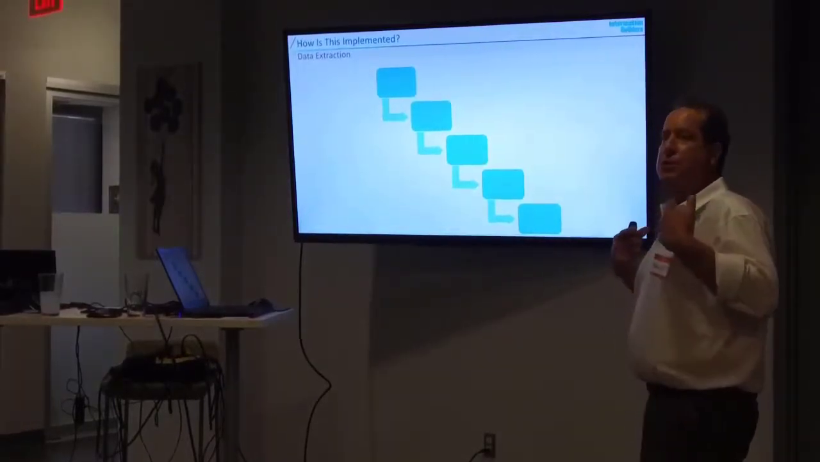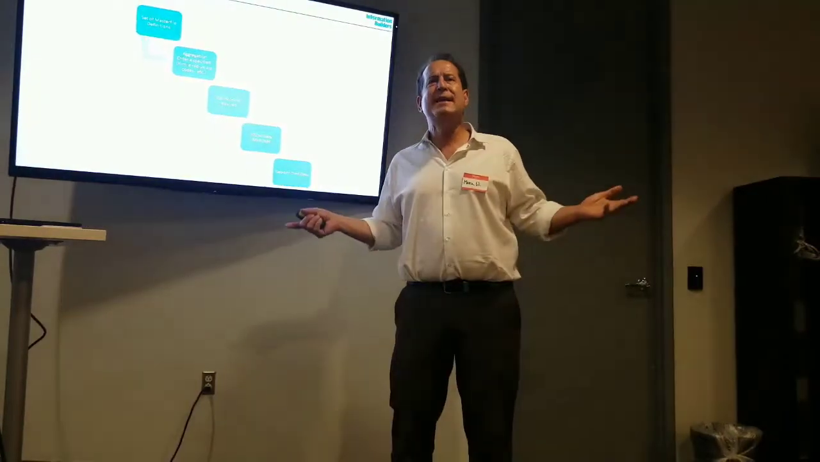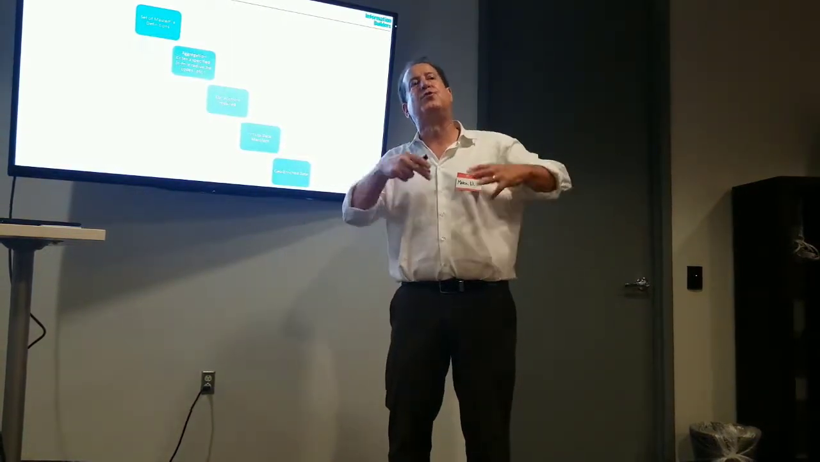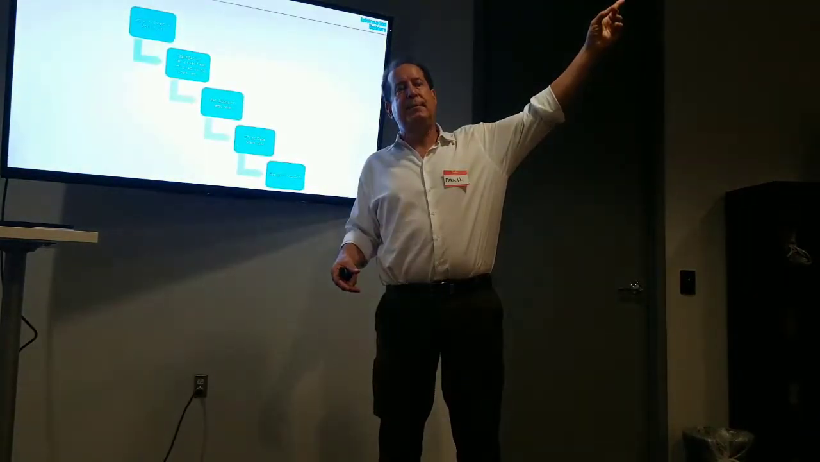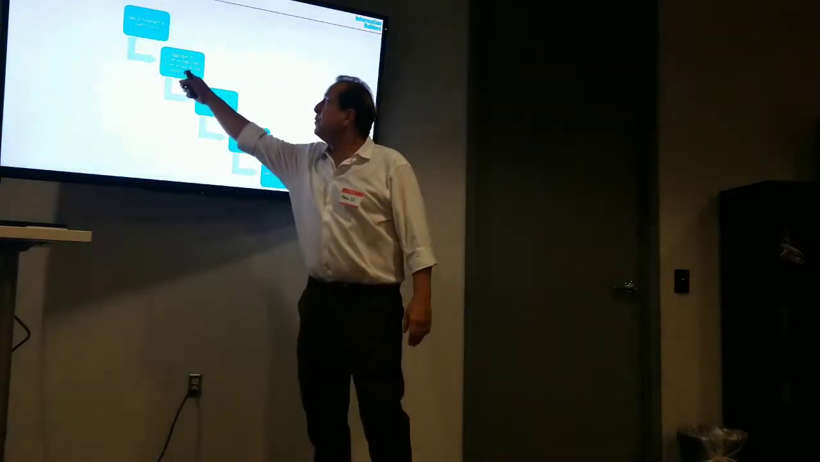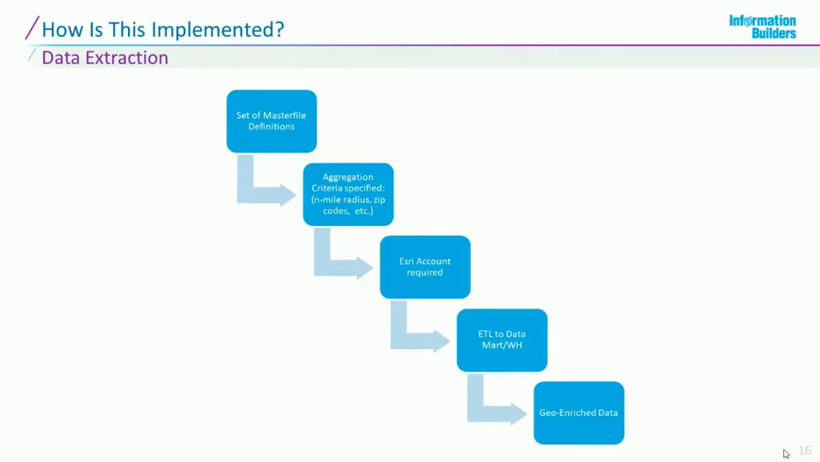Okay, so how we do this, and you can kind of genericize this for your own environments, but basically we're building a set of metadata. We call them master files. We're building a set of metadata that's going to describe what we want from the demographic information in the cloud. We're also going to specify the aggregation criteria. In other words, I want to roll this up by zip code. I want a 15-minute drive from these 10 points, whatever it is.